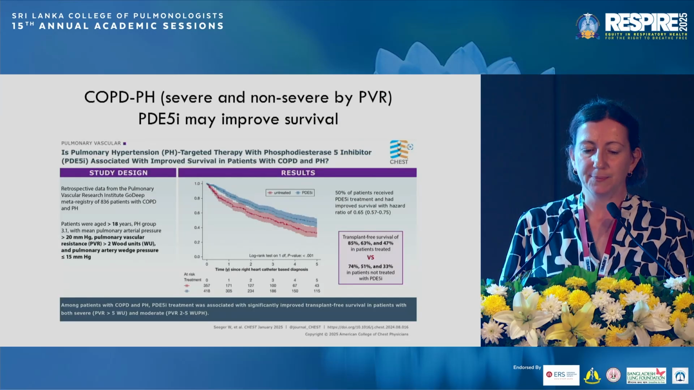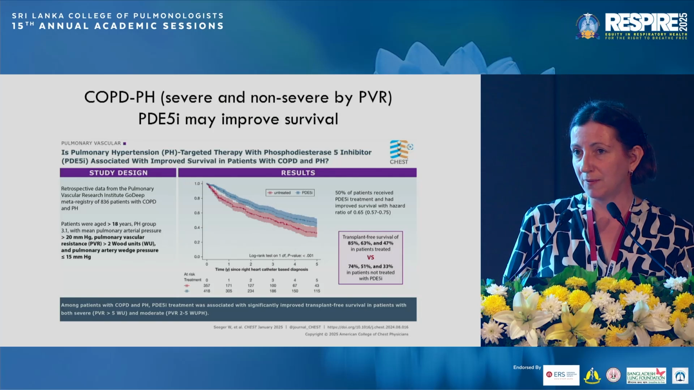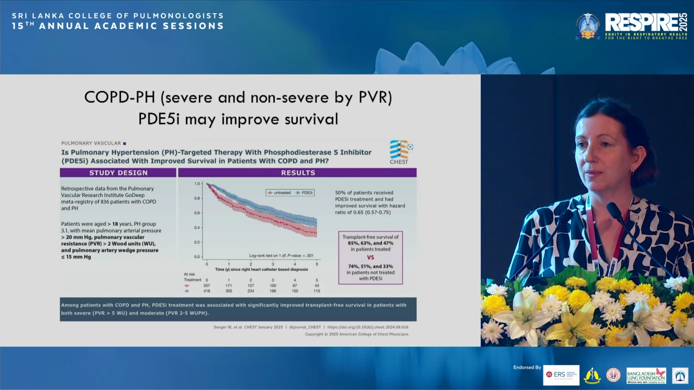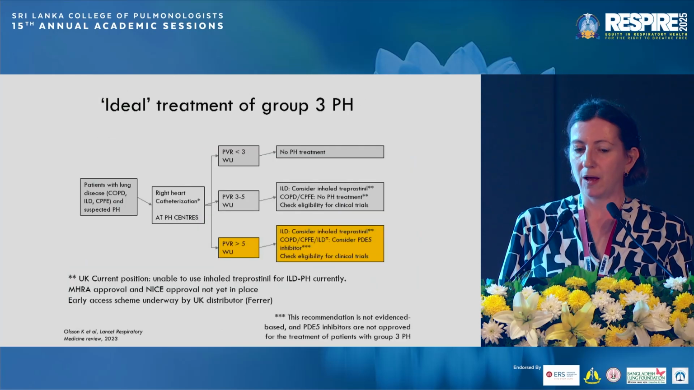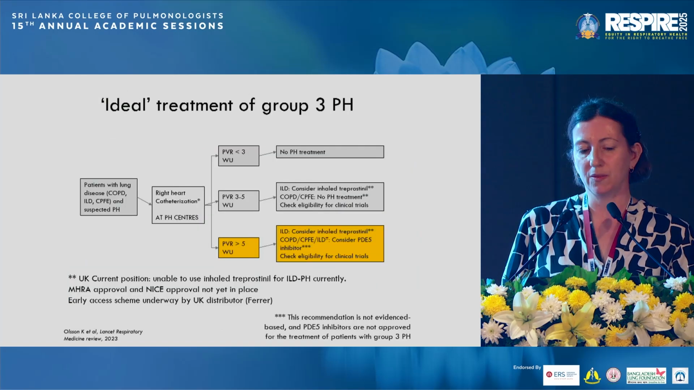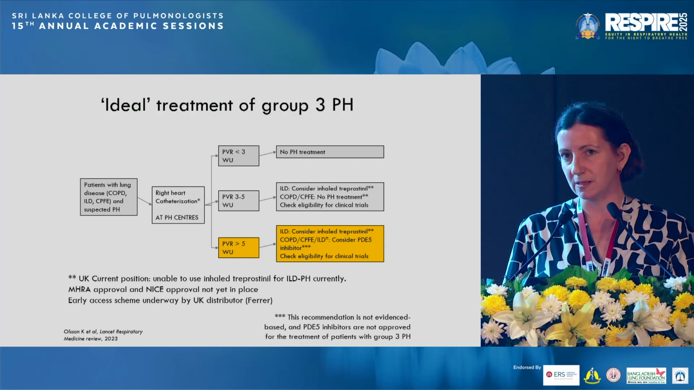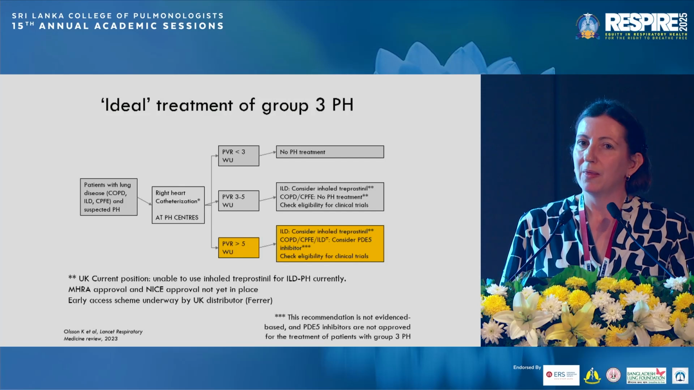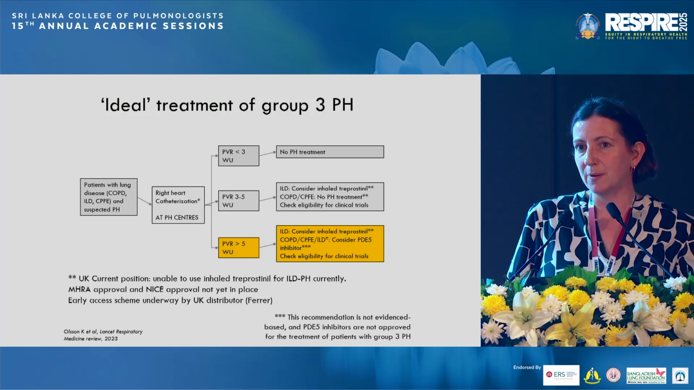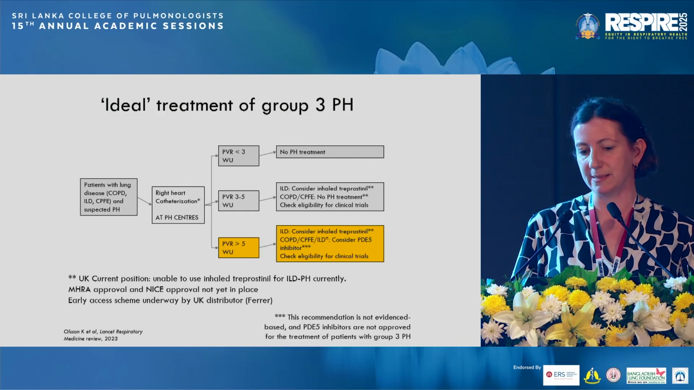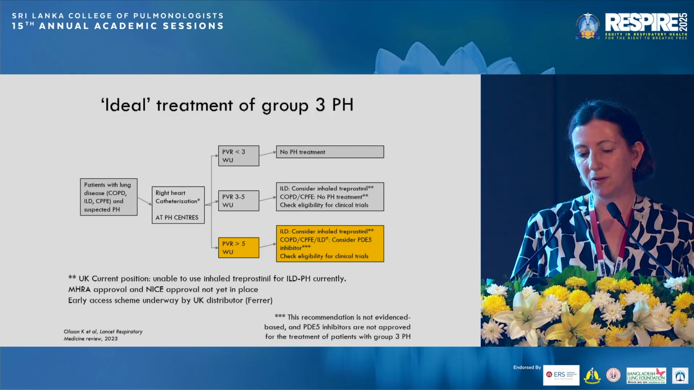Sildenafil, which we have here, probably also improves survival in COPD-PH, in both severe and non-severe patients. So to conclude, for patients with pulmonary hypertension with either ILD or COPD, there's enough evidence, I think, to propose sildenafil. The caveat is that it's not been subjected to a prospective multi-center study, but there is a lot of real-world data, and we know it's safe.